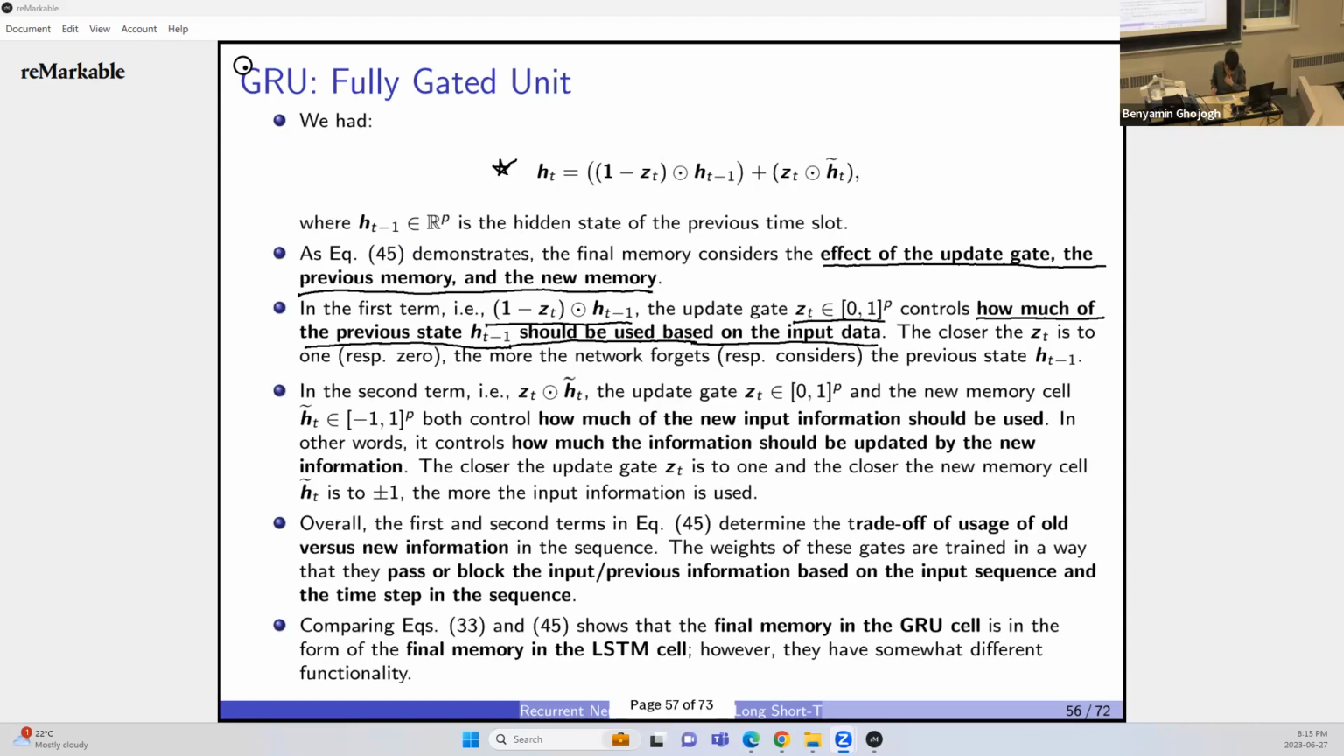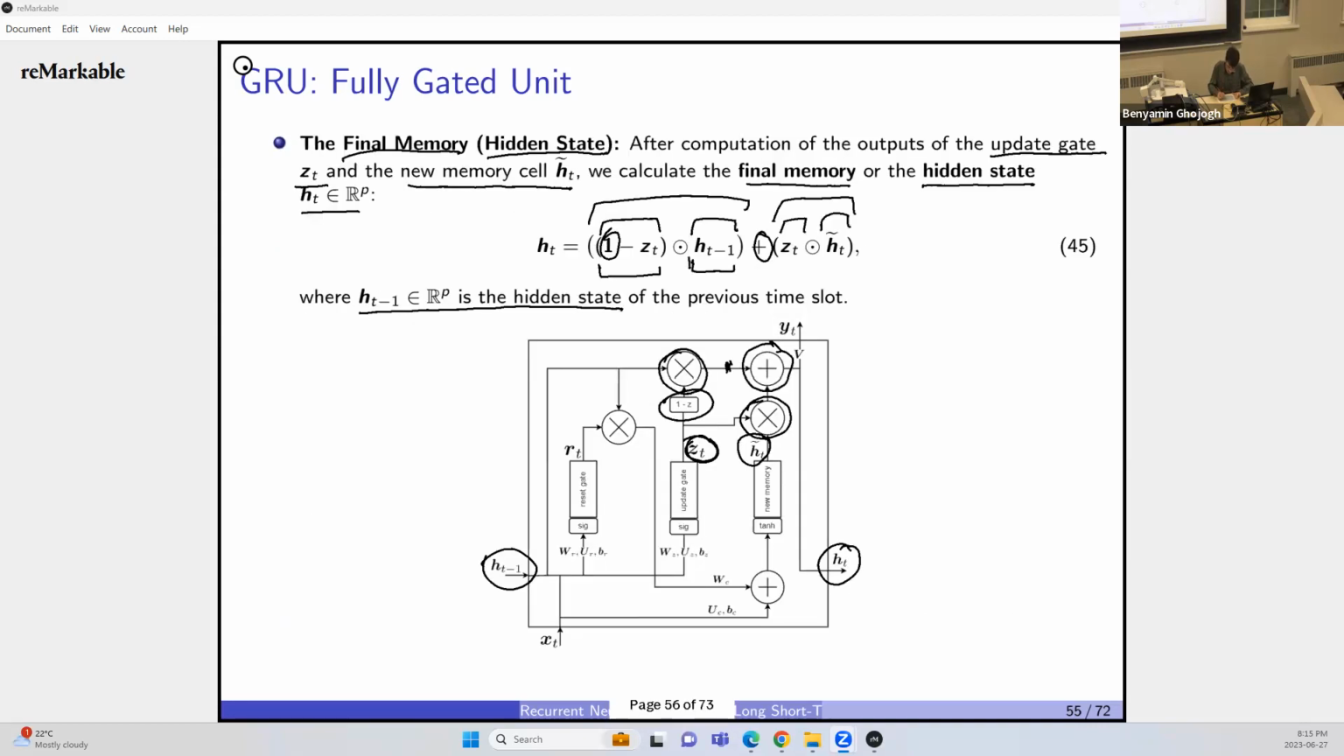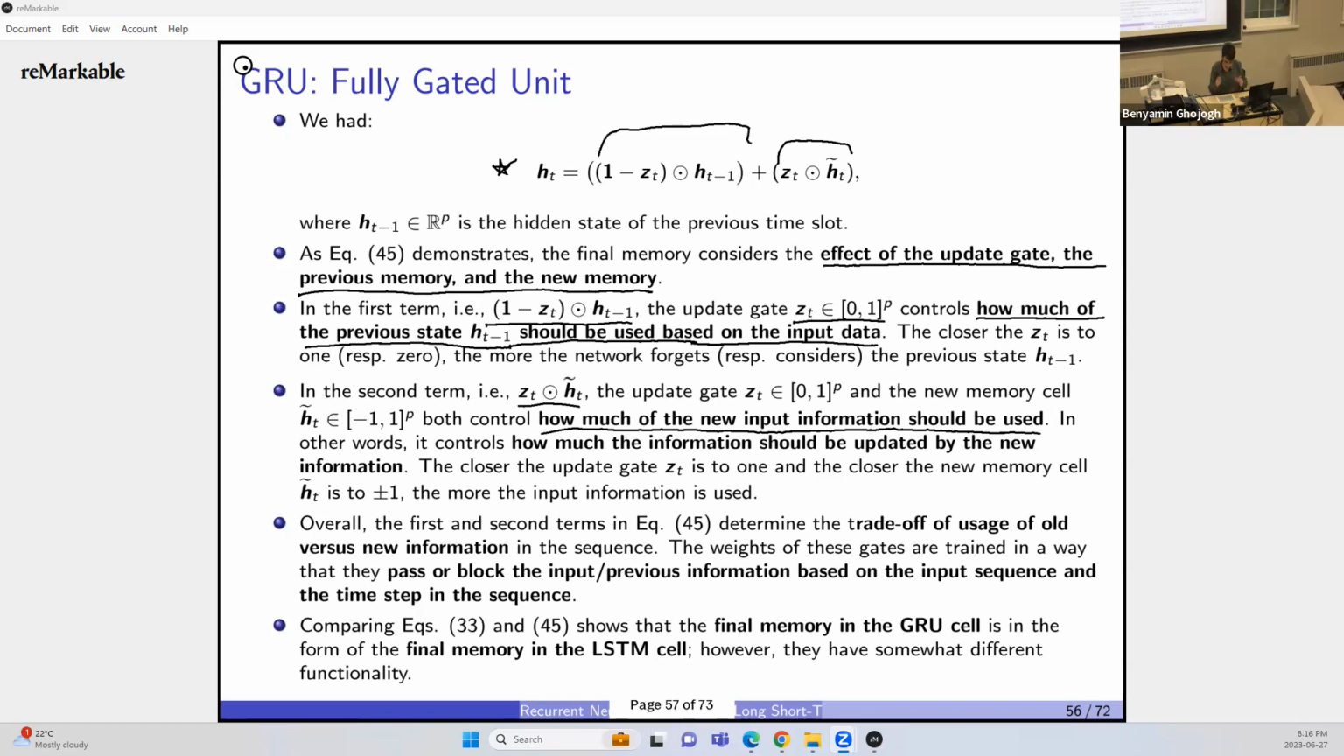So that's the reason. And now the second term, ZT times HT tilde. What does it do? It controls how much of the new input information should be used. Because HT tilde has the effect of HT minus 1 and ZT. ZT also has the effect of updates. See? I think now it's obvious. So if you multiply these terms together, it's an aggregation of control, how much I'm using the new information compared to the previous information.